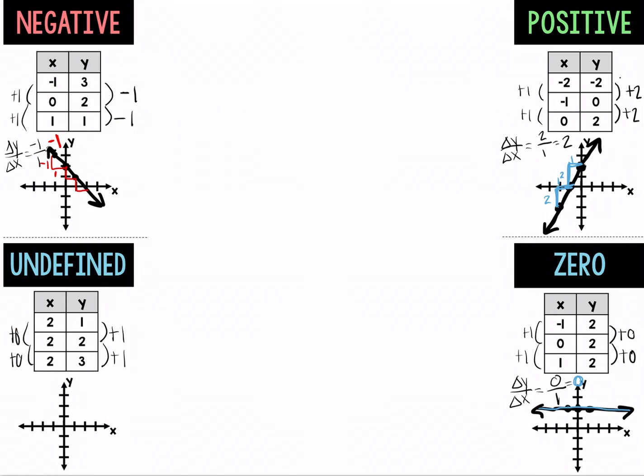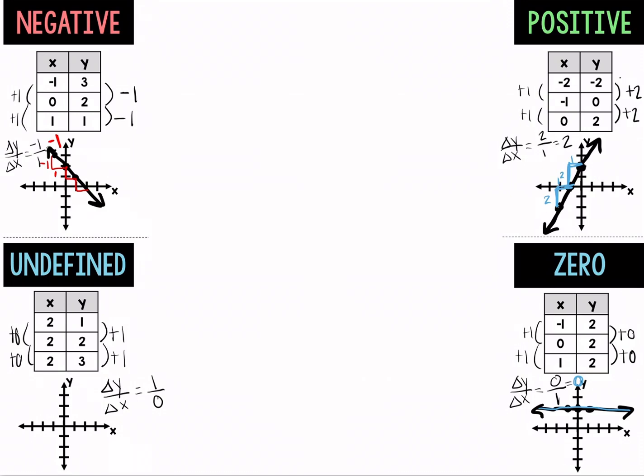Okay, and remember that slope is y change over x change. So that's going to be 1 over 0, and that is undefined. That's not 0, it's undefined.